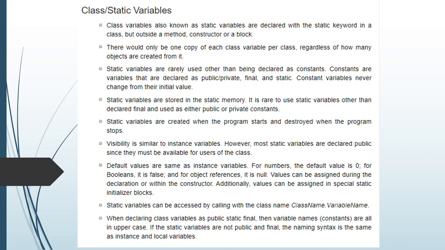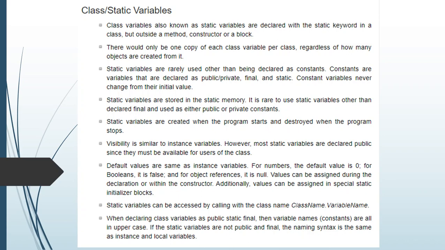Static variables are stored in the static memory. It is rare to use static variables other than declared final, and used as either public or private constants. Static variables are created when the program starts and destroyed when the program stops. Visibility is similar to instance variables. However, most static variables are declared public, since they must be available for users of the class.